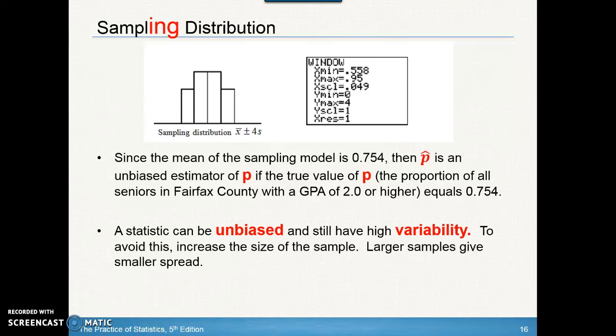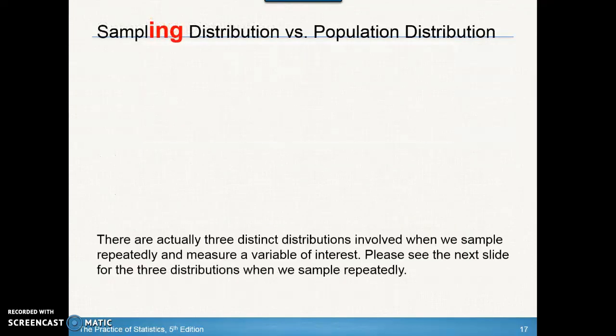So if you want to create lower variability, you want to increase the sample size. So larger sample sizes are going to give a smaller spread. So think about it. If I take 100 students and find their proportion of students that have a higher GPA than 2.0, that is going to have more variability than if I took 1,000 students and found the proportion of students that have a higher than 2.0 GPA, because I'm taking a look at a larger sample, so it's going to have less variability within that sample. But just keep in mind, no matter what we do, we're never going to completely eliminate bias. We can help get rid of it, but we're never going to eliminate it.